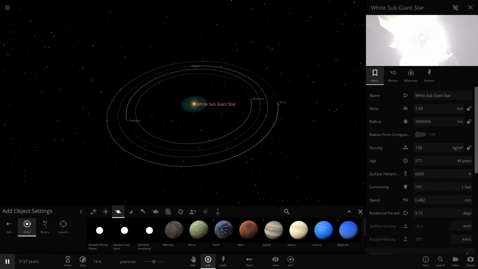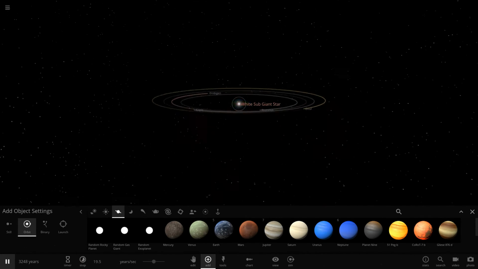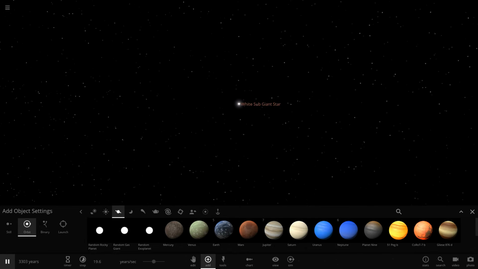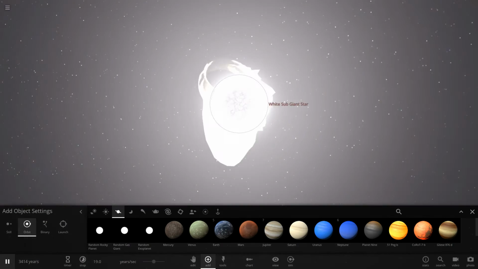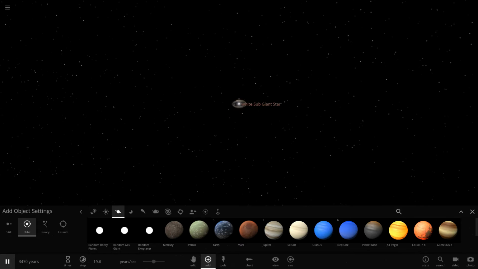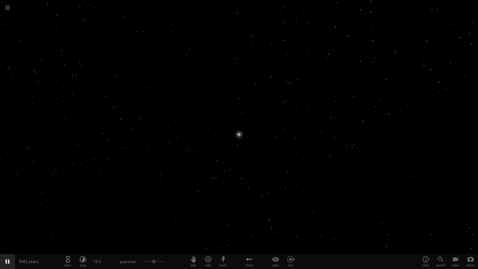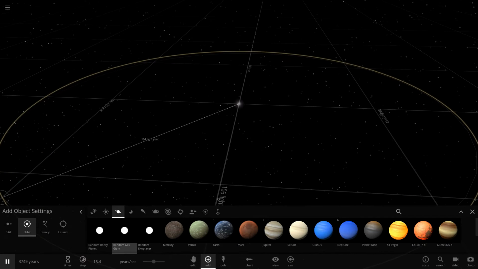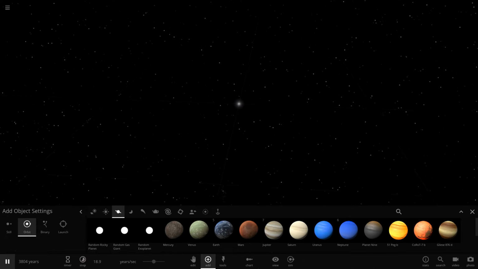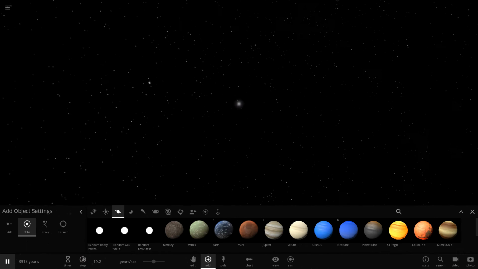A white subgiant is a bit of a non-star because it's smaller than a blue giant, but it is so much more luminous. It is so much brighter. If we turn all this off and move away, like say about here, how far away is this? That's 166 light years. This outshines every other star that we see here.